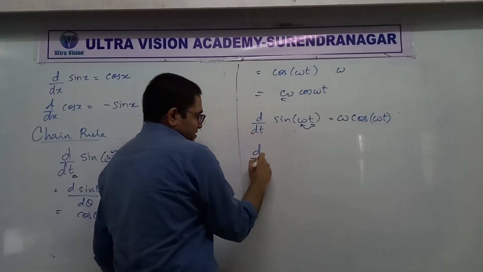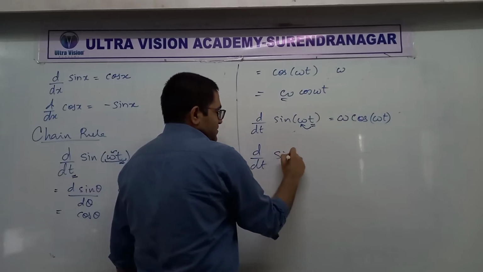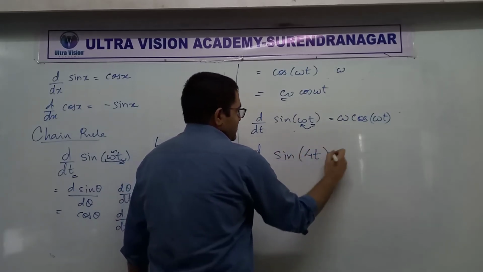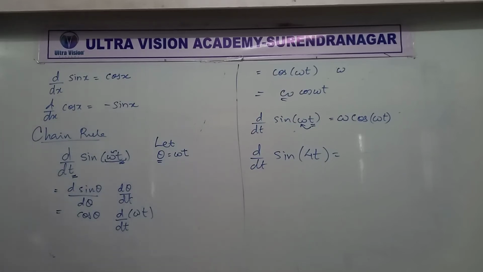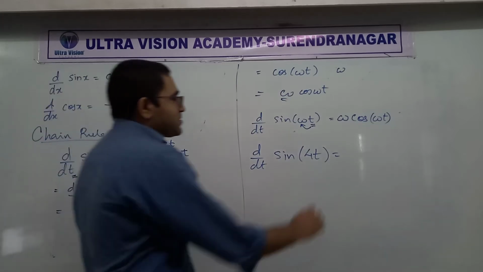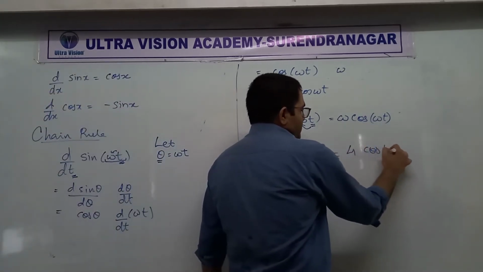So why don't you try this? Come on. Can you tell me what will this be? Hurry up. Okay, most of you have got the right answer. Well done. The answer is 4 cos 4t.